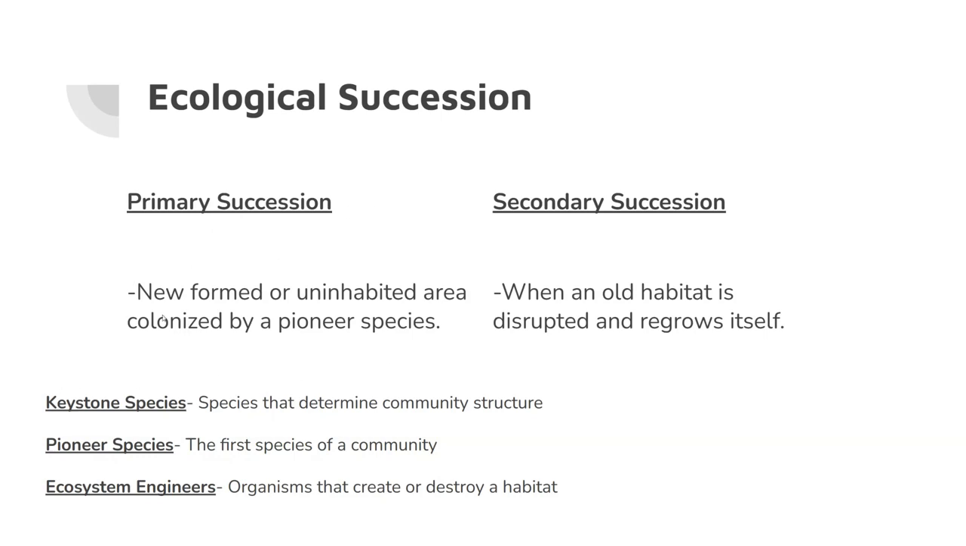So this is generally formed from bare rock. And it needs a keystone species in order for this to be primary succession, otherwise it will fail. And a keystone species is a species that determines community structure.